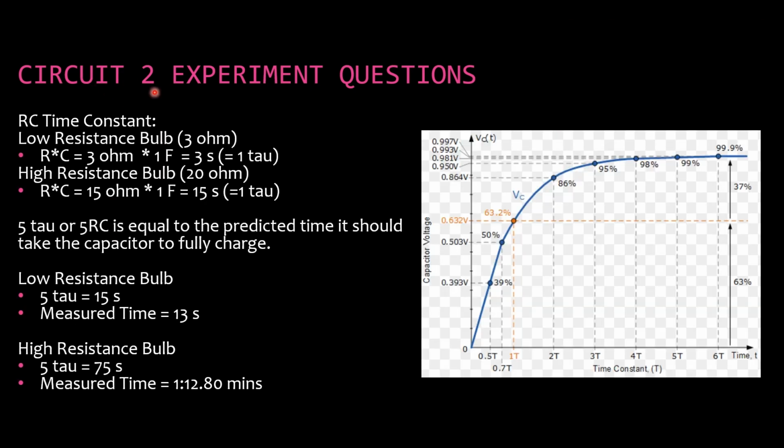The RC time constant is calculated by R times C, which does equal tau, or a time constant. For the low resistance bulb, that ended up being 3 seconds, and for the high resistance bulb, that ended up being 15 seconds. Now 5 tau, or 5 R times C, is equal to the predicted time it should take for the capacitor to fully charge, and when I calculated this out and compared it to the measured time, it was very close and within a reasonable tolerance, so I can say confidently that these capacitors probably charged completely.